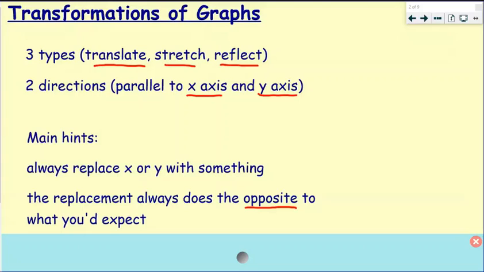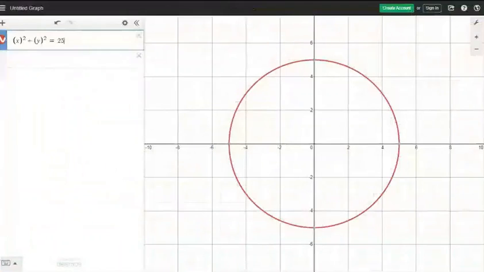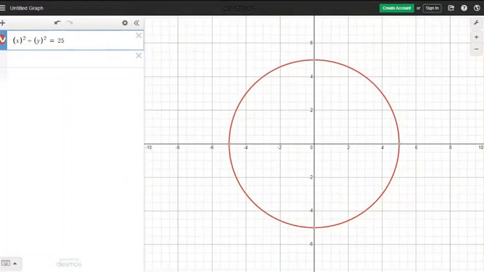If we multiply, it gets smaller rather than bigger, and so on and so forth. The other reason we want to replace x or y with something rather than whatever method was taught at GCSE is because it makes it a lot easier when we're looking at complicated graphs. So, for example, I highly recommend using Desmos, by the way, and just play around with it. If you're getting stuck, type in the equation. It makes your life a lot easier to see what's going on.